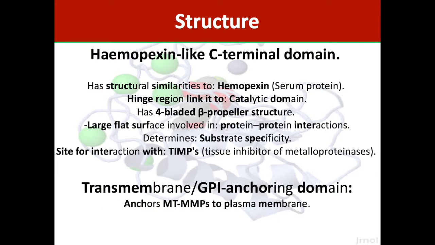And now let's talk about the hemopexin-like C-terminal domain. It has structural similarities to hemopexin, a serum protein. That's the reason it's called hemopexin-like. The hinge region links it with the catalytic domain. It has a four-bladed beta propeller structure, a large, flat surface involved in protein-protein interactions, which determines its substrate specificity. Also, it is a site for interaction with TIMPs, tissue inhibitors of metalloproteases.